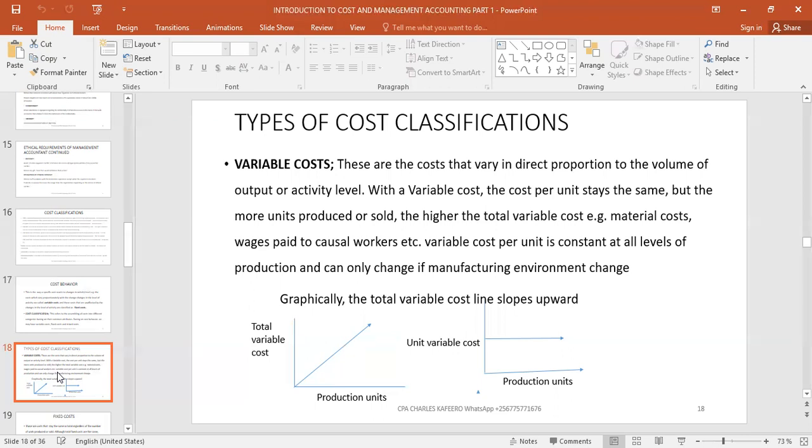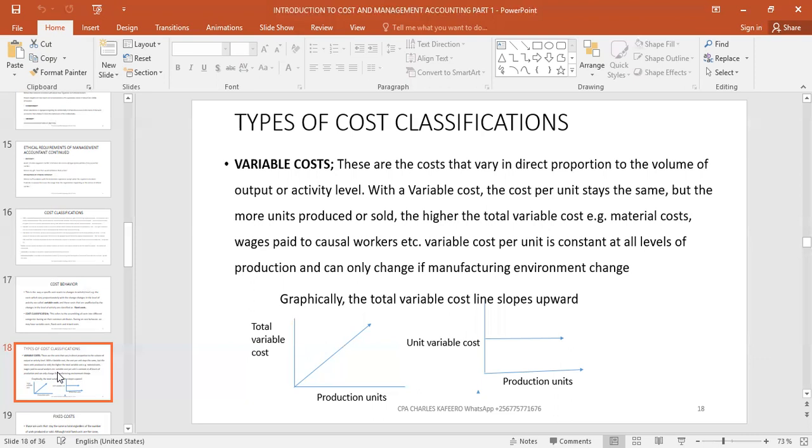So when we talk about the activity level, it may be in terms of units, maybe in terms of number of hours, maybe number of machine runs, maybe anything. Maybe even the hourly rate, as we said. But the activity may be in terms of hours.